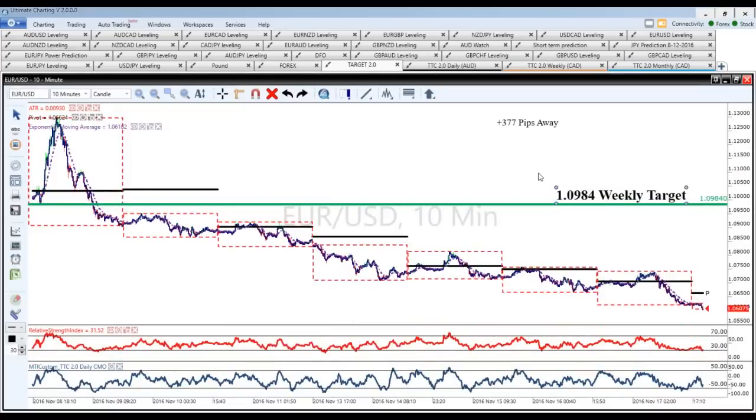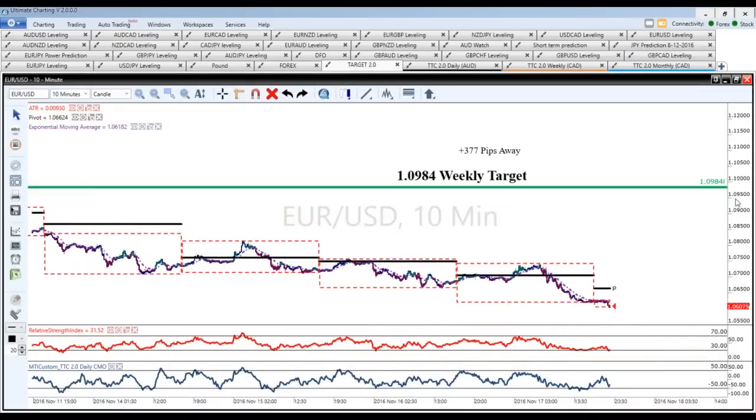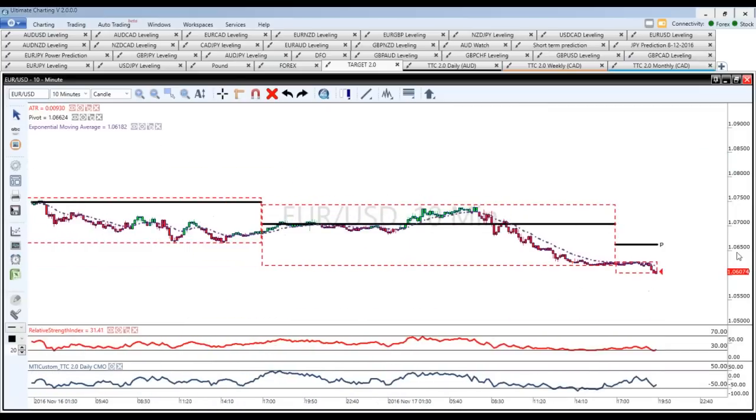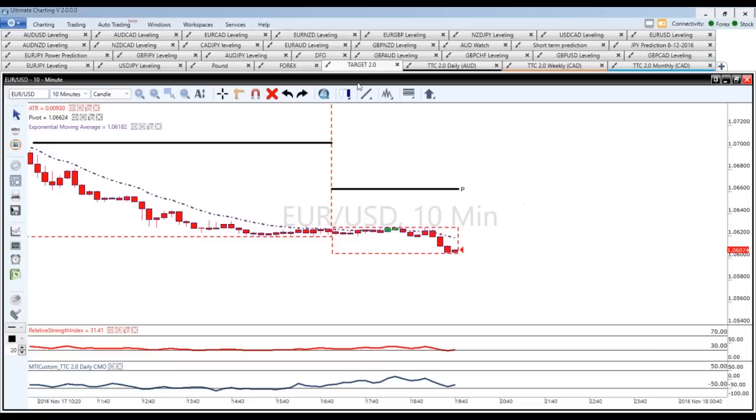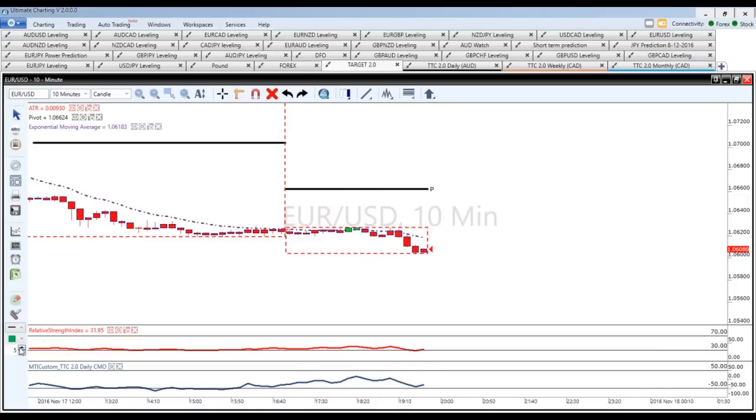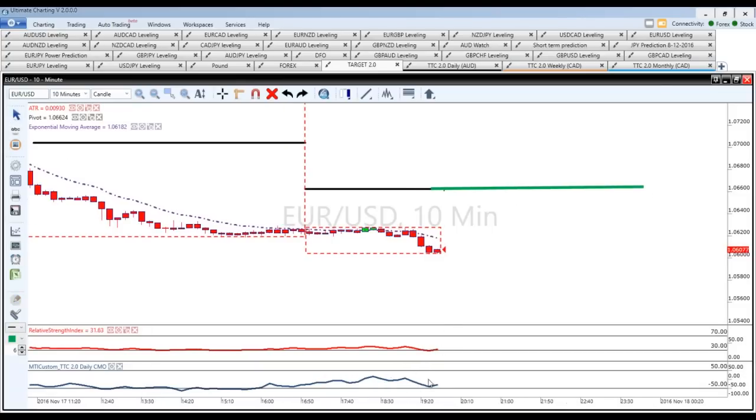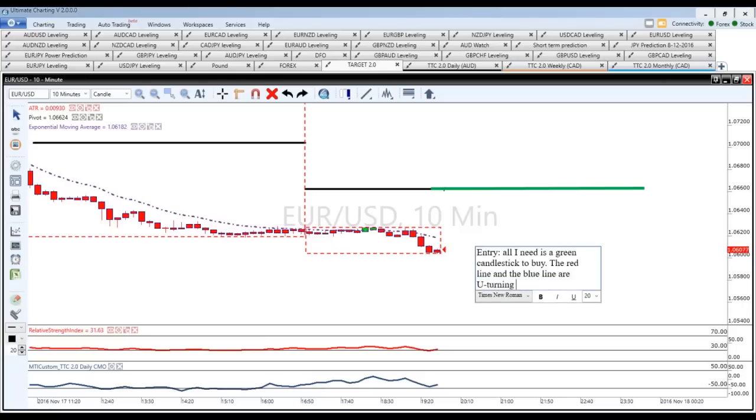Okay, so we know eventually this market's going to U-turn towards the north. Here's what I want to limit out if you're scalping. You can see that this blue line's been preventing you from entering into the market. But it's U-turning now. The blue line is U-turning bullish right now, and the red line is U-turning bullish right now, both in oversold. Entry, all I need is a green candlestick to buy. The red line and the blue line are U-turning bullish.